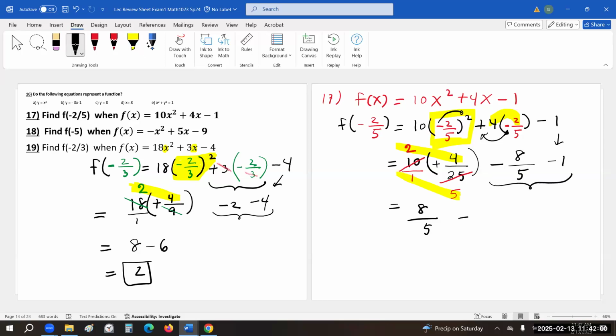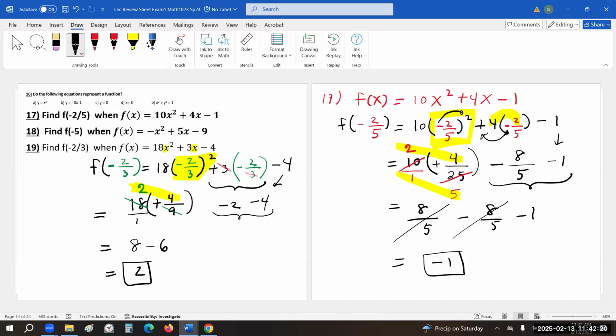And we still have this. Don't combine them, just bring them down because they're fractions. So 8 over 5 minus 1. And now what do you see? The fractions cancel out. -1.